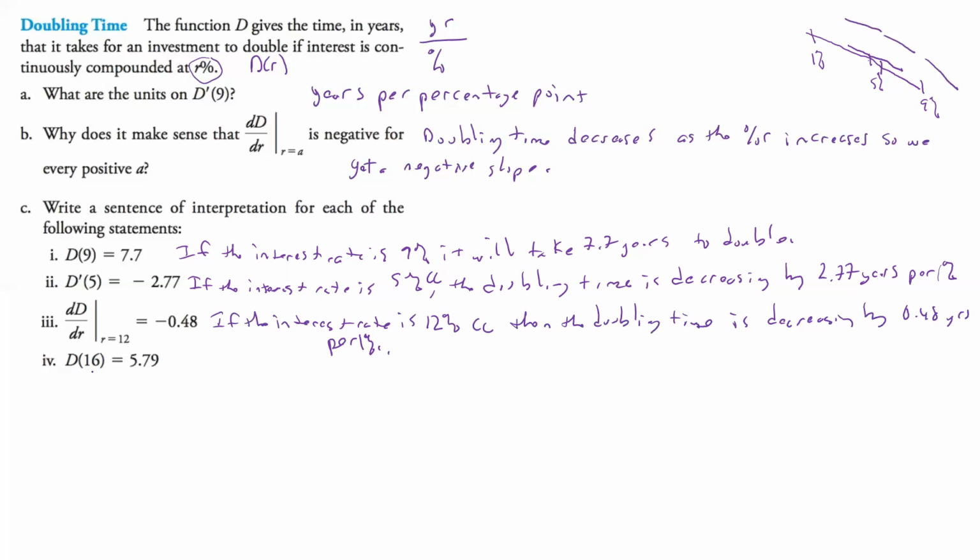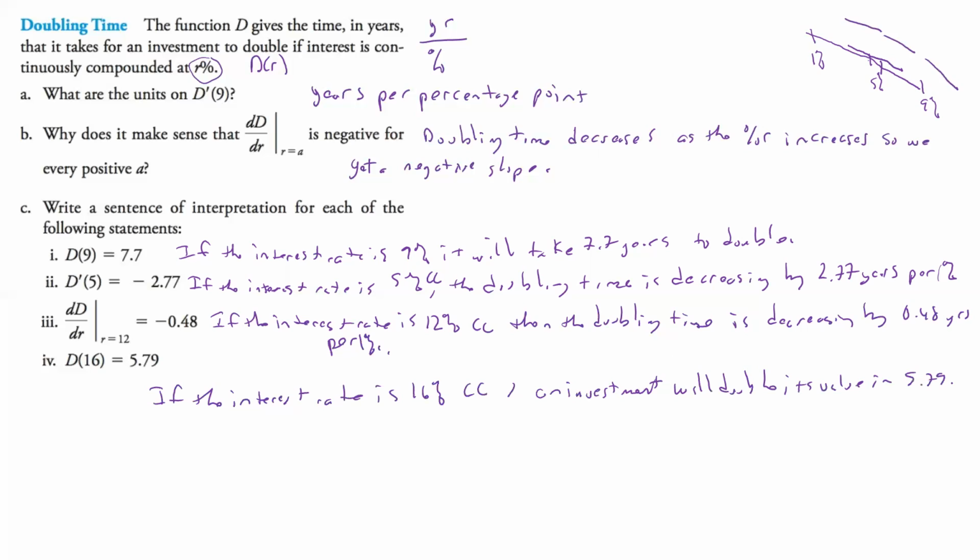And then what do we have here? We're back to just a normal D function. And so basically it's just going to be, if the interest rate is 16%, compounded continuously again, an investment will double its value in 5.79 years.